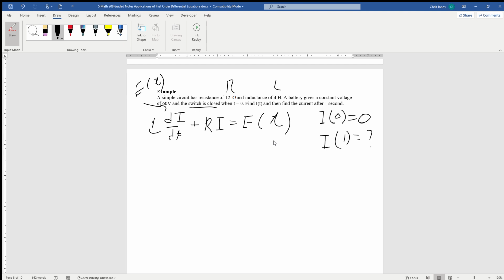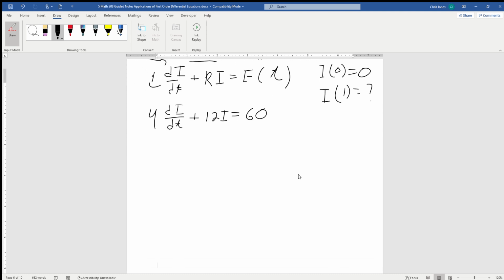So now we're just going to substitute. We have 4 di dt plus 12I is going to be equal to E of t, which is 60. We can divide by 4 to isolate di dt. So di dt plus 12 divided by 4 is 3i, 60 divided by 4 is 15.